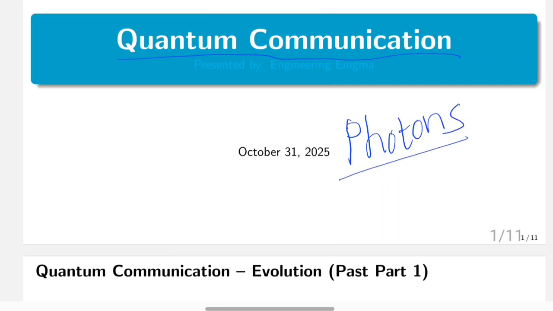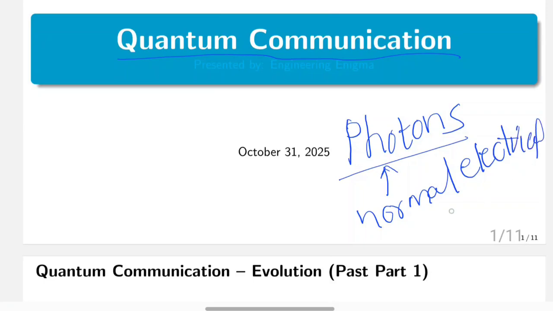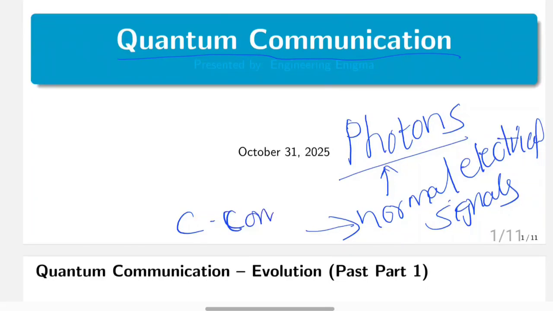What are photons? In quantum communication, photons are particles of light energy, or packets of light energy, used instead of normal electrical signals. We use normal electrical signals in classical computers, whereas in quantum communication we use photons to transmit the data.